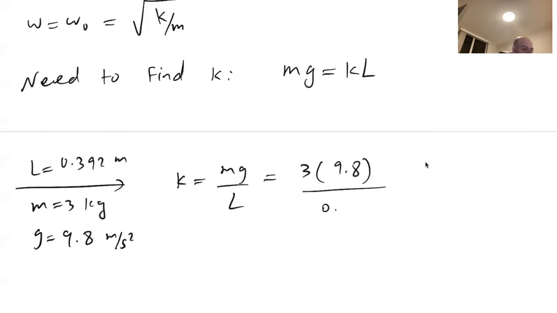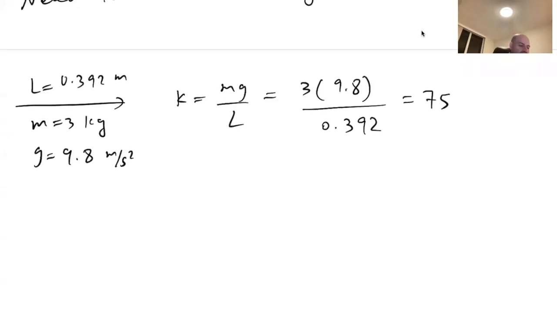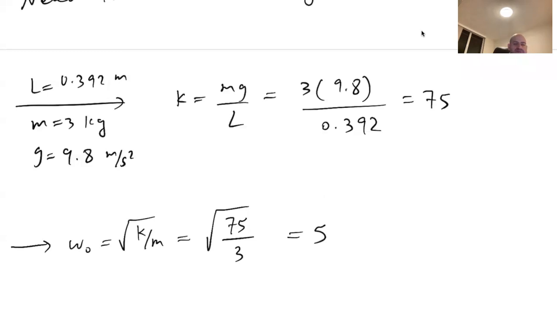L means 0.392, and then the result will be 75. Now that we have found k, we can find the natural frequency omega naught. Now omega naught is equal to the square root of k over m. So this is the square root of 75 over m, which is 3. 75 over 3 is 25. Root 25 is 5.